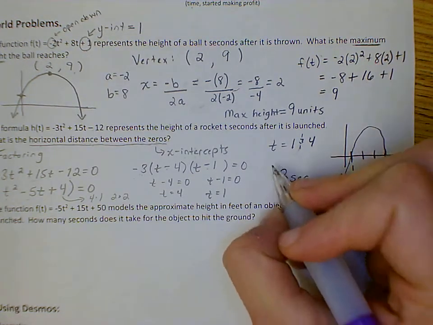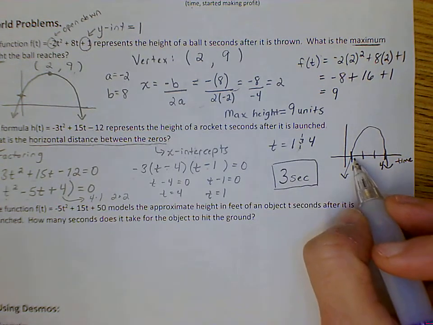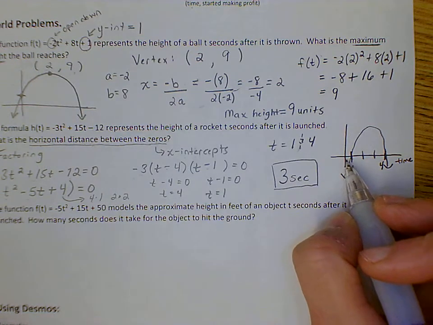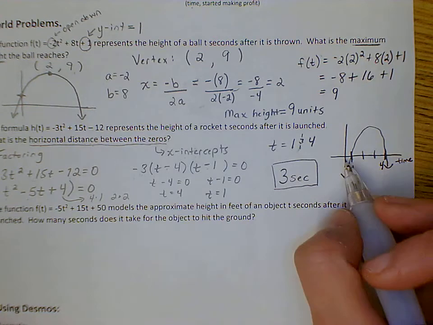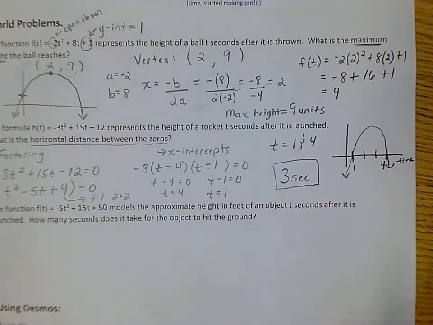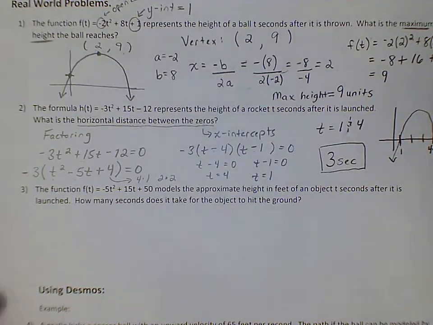So the way to understand what's going on here is from the moment that it was launched, because this would be, I guess, where it comes off the ground, to the moment that it hits the ground, there's 3 seconds between them. So that's really quick. It goes up and then right back down. Okay, so let's do one more, just so you can see one more by hand.